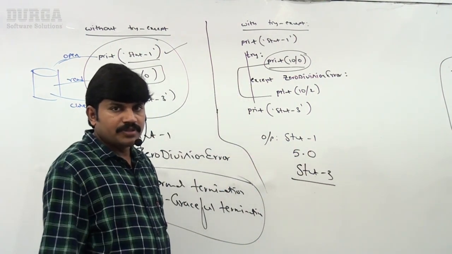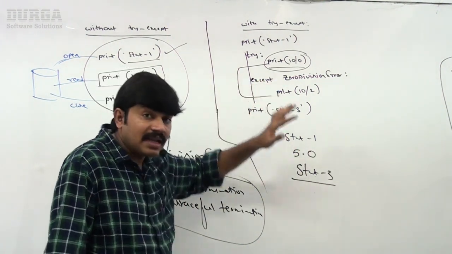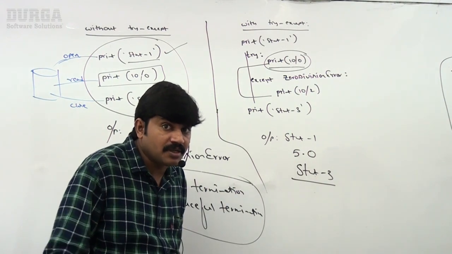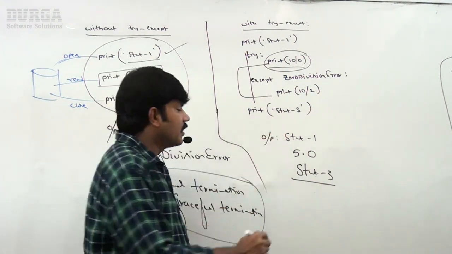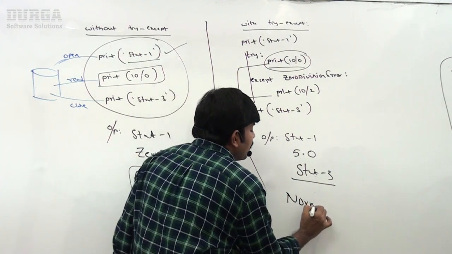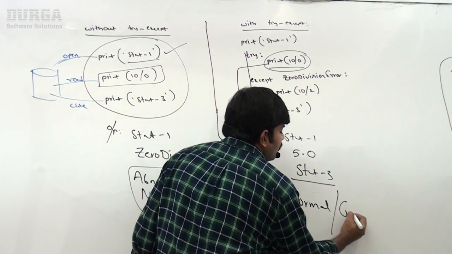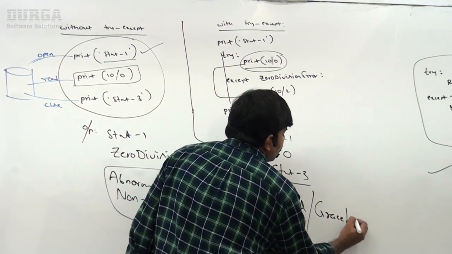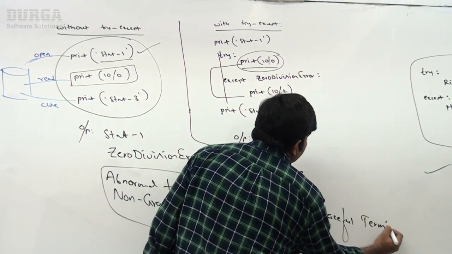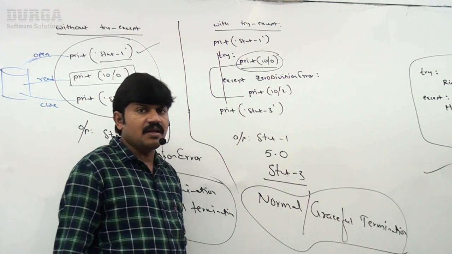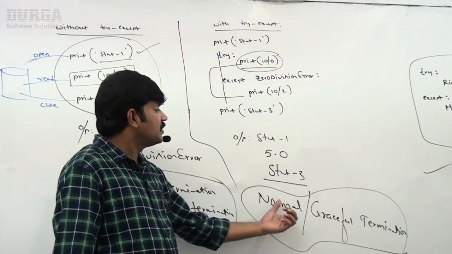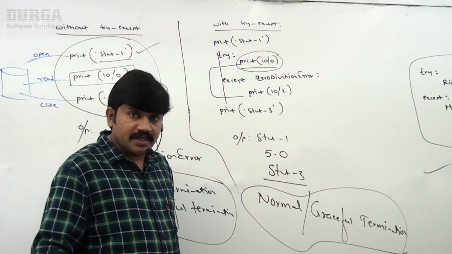Okay, now my question is, is it a normal termination or abnormal termination? This is the normal termination because all the statements are executed. Normal termination, it is the graceful termination. Normal termination or graceful termination is highly recommended, friends. Are you getting this? Is it clear for all of you?